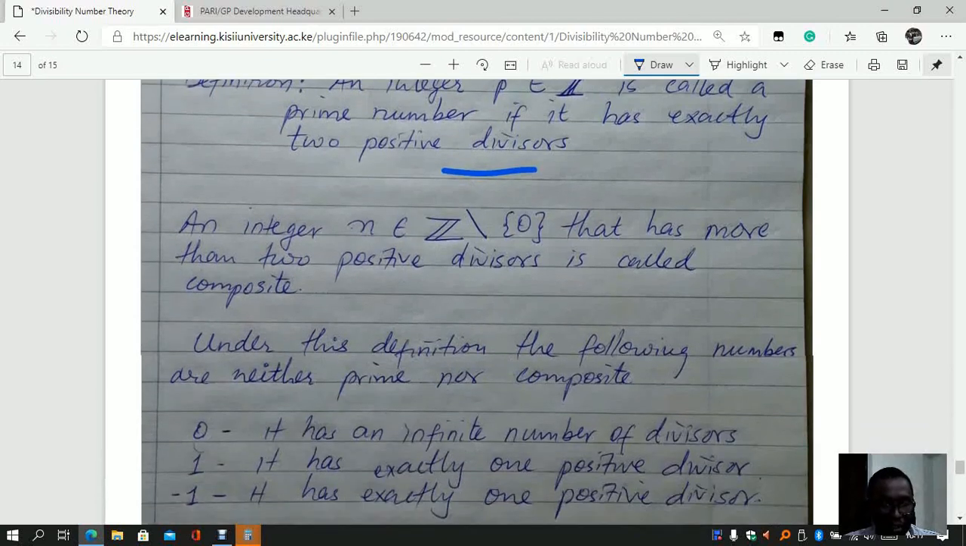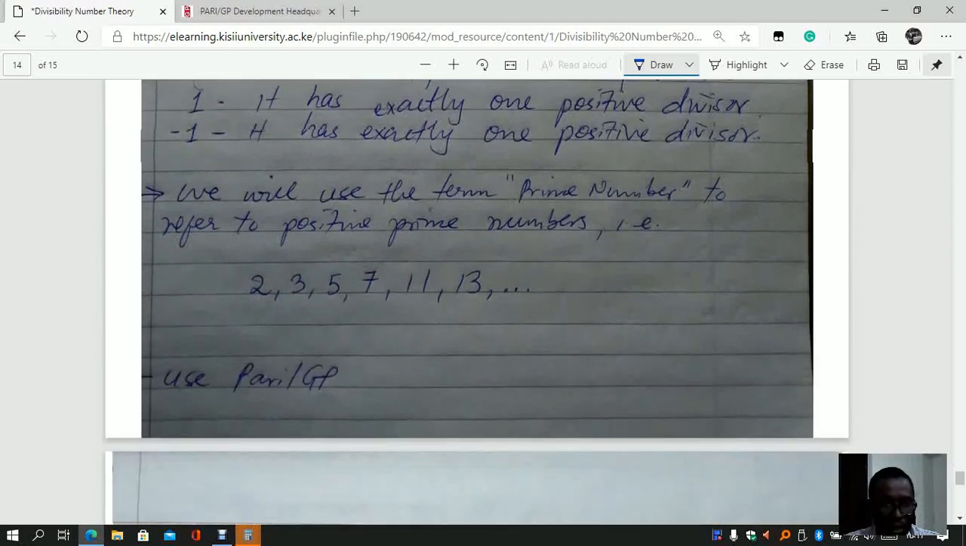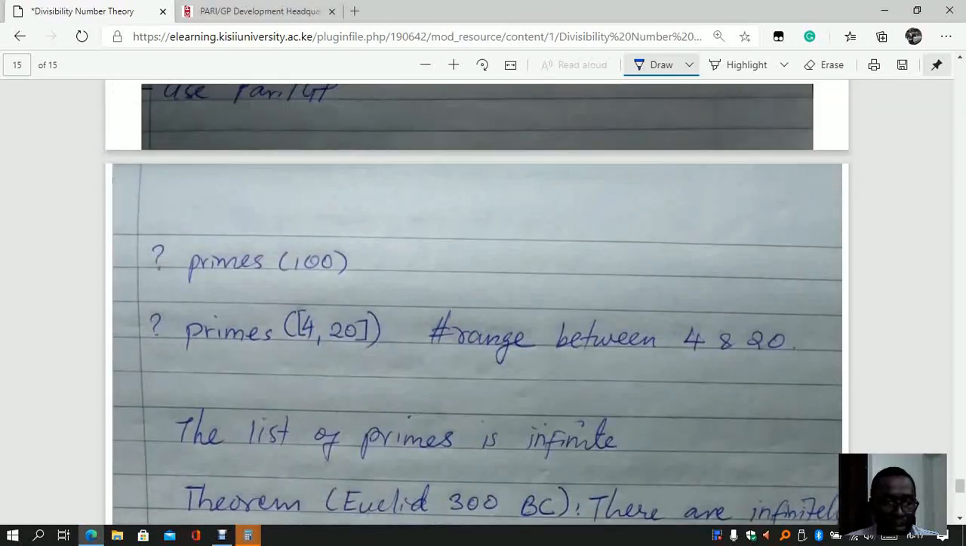So an integer, which is not zero, that has more than two positive divisors is called a composite. So that is something we want to look at. Now we will use the term prime to refer to the positive prime numbers. In our case, we are only going to use positive prime numbers. So starting from 2 all the way, these are all prime numbers. So for example, you go to Pari and then you just type here prime, and then you say 100. You can evaluate using this.